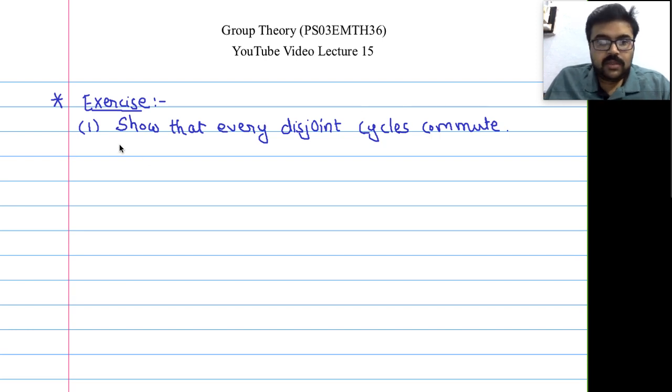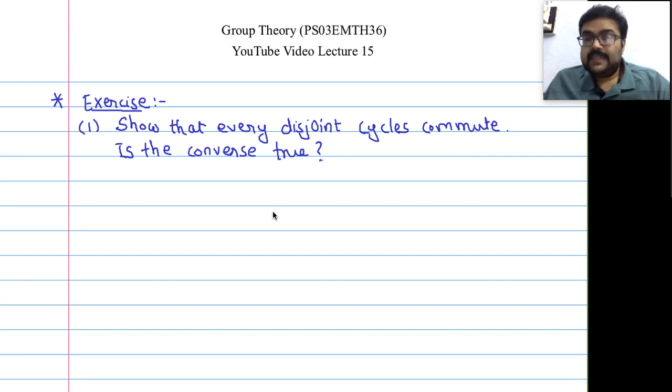The question is: is the converse true? That means if two cycles commute, is it necessary that they are disjoint? That is the question. This is to think, this is to prove. You can do both. You will find a counterexample. So find a counterexample. The converse is not true.